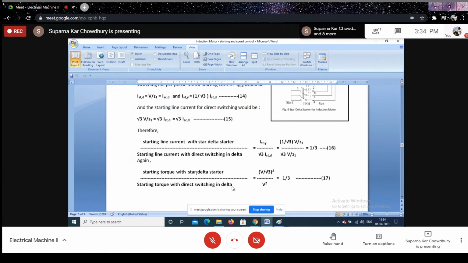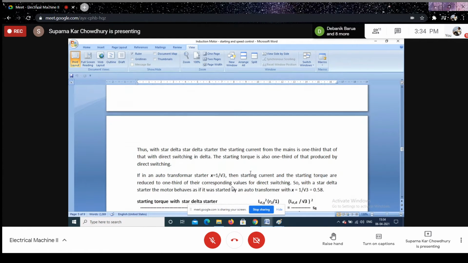Now starting torque with star delta starter compared to direct switching in delta: the torque is proportional to voltage square. Here for star connection the per phase voltage is V by root 3, so this is V by root 3 squared divided by V squared, as for delta the voltage is V. So the ratio is 1/3. So it is seen that if an auto transformer started with x equal to 1 by root 3, then the starting current and the starting torque are reduced to 1/3 of their corresponding values for direct switching.